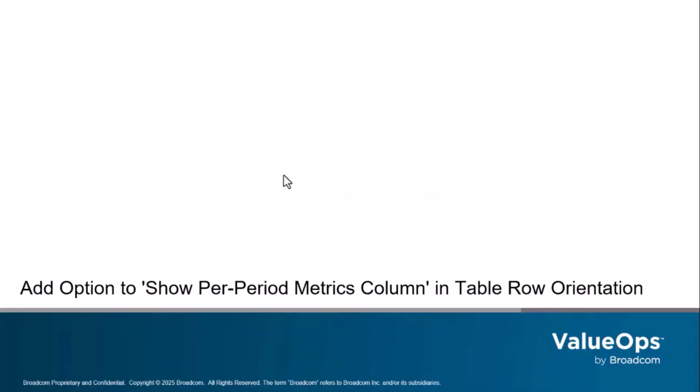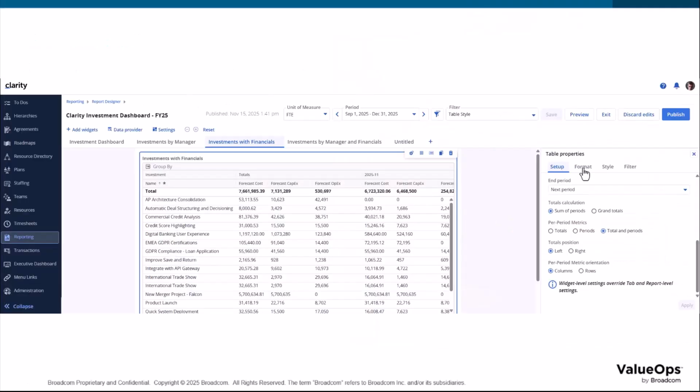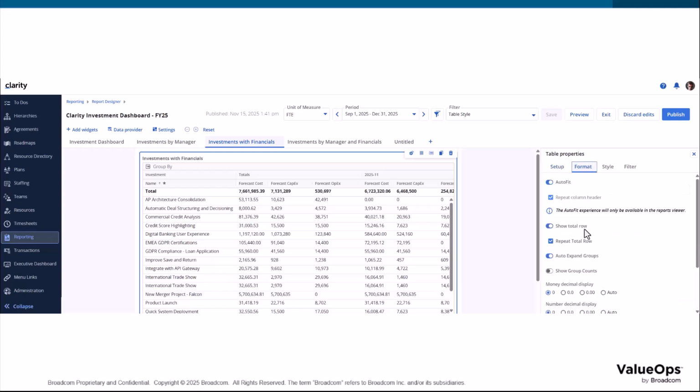Add option to show per period metrics column in table row orientation. This toggle provides users the control to display or not to display the periods column while creating or presenting the report to other stakeholders. Let us look at the functionality of the toggle show per period metrics column in table row orientation. User will be able to see toggle show per period metrics column under table properties format.